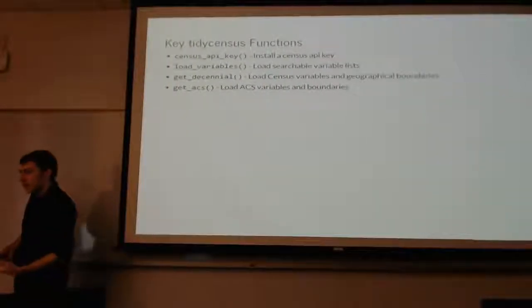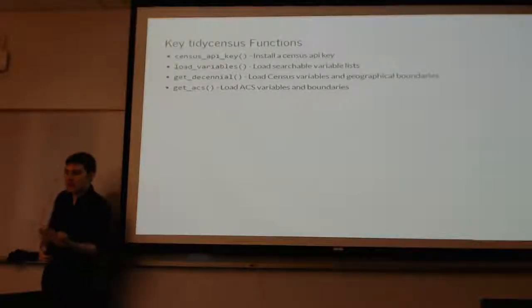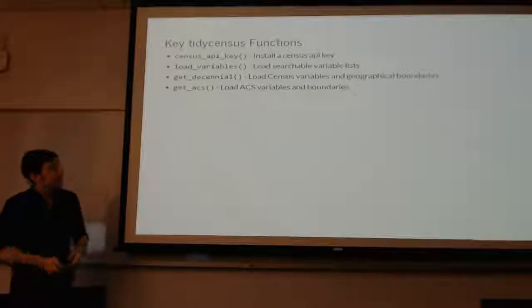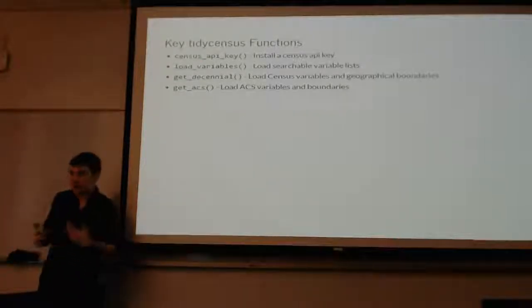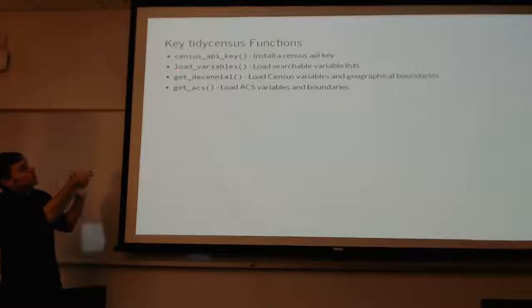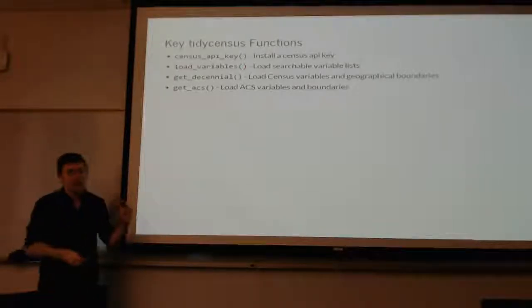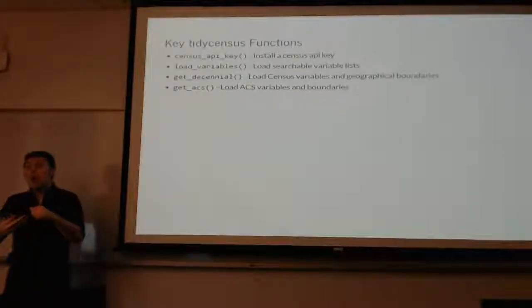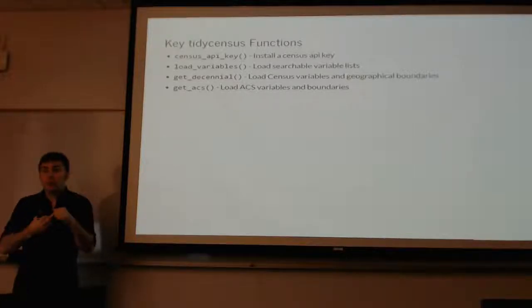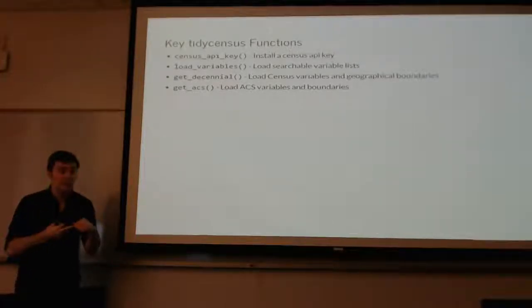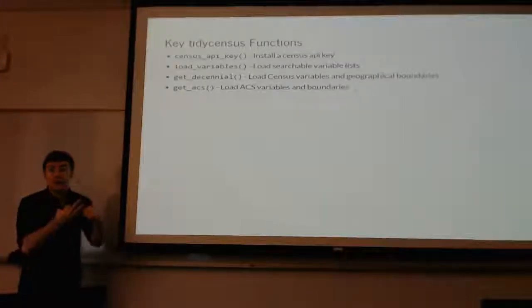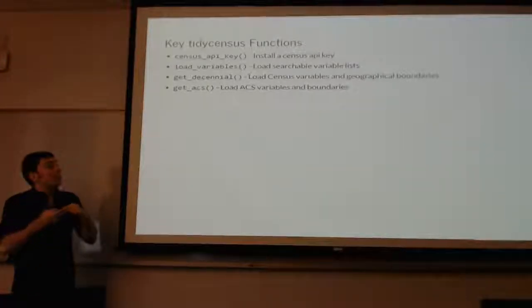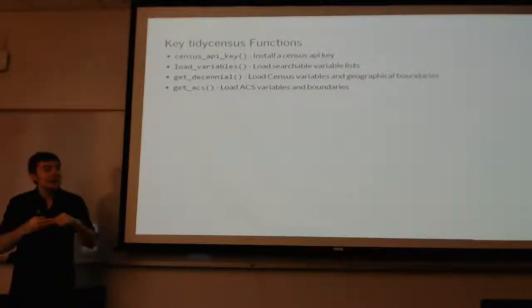In tidycensus, there's really only about 4 key functions that you would want to know how to use. The first one is census_api_key for installing your census API key. There's a function called load_variables. What load_variables does is, given arguments like ACS, ACS5, ACS1, different levels of the American Community Survey, or given decennial census, what variables do I want to search for? And there's a lot of different ways to search for them. You can search by the concept, things like race, income, things like that, or specific variables, or give you everything. You might just be like, let me see every census variable.